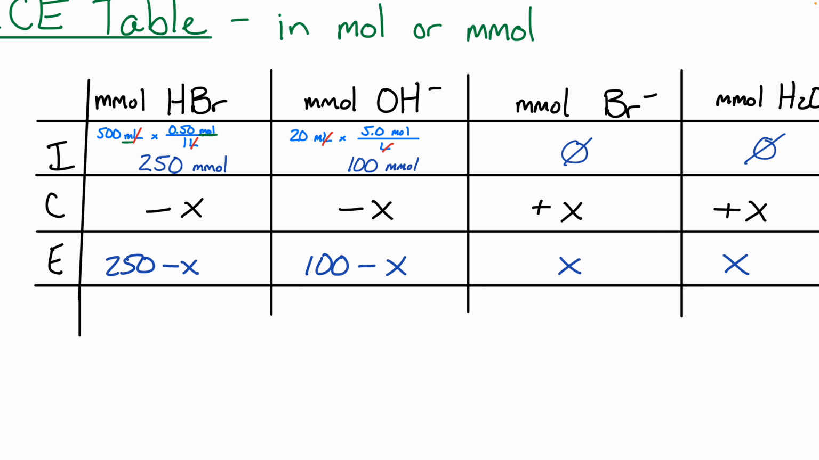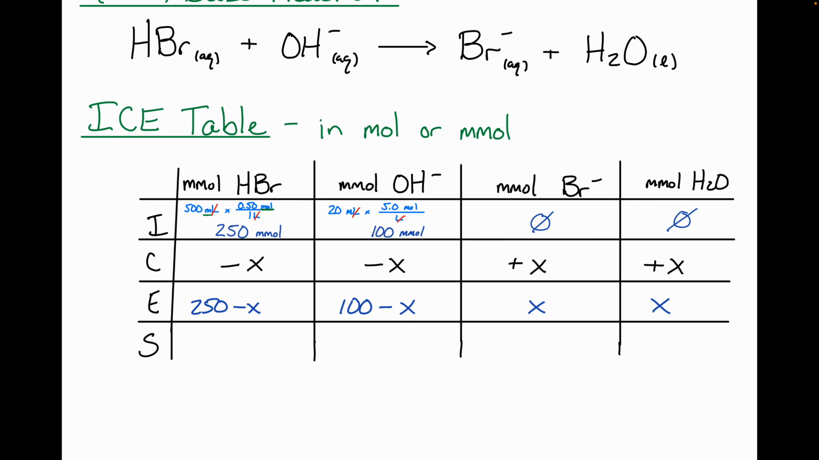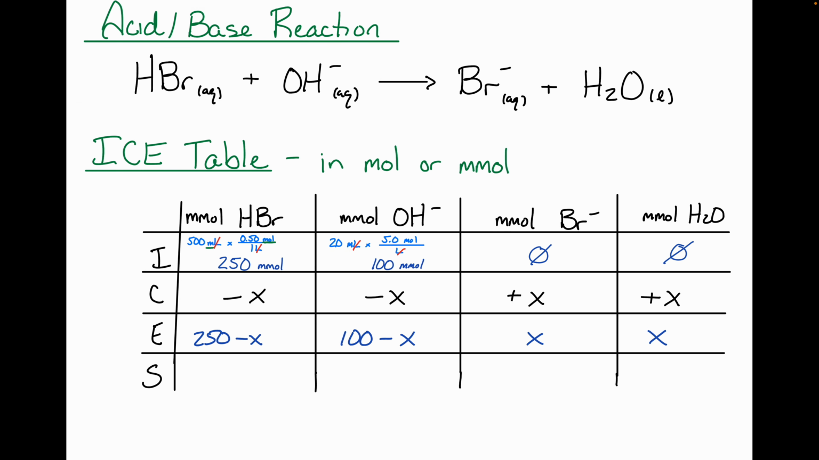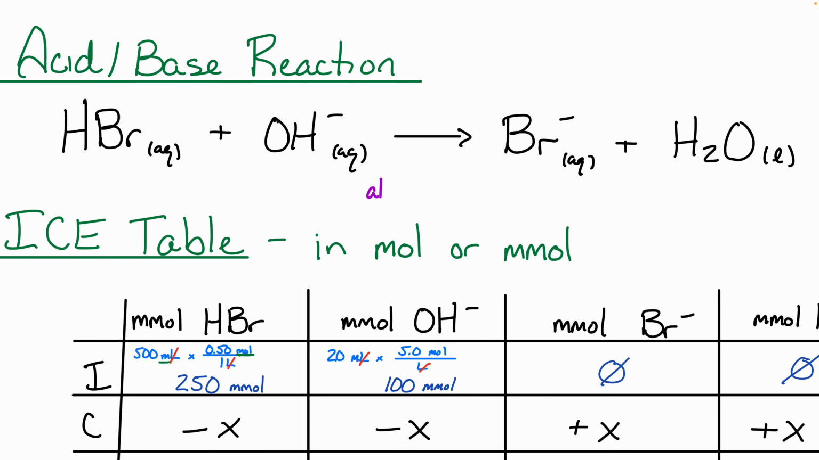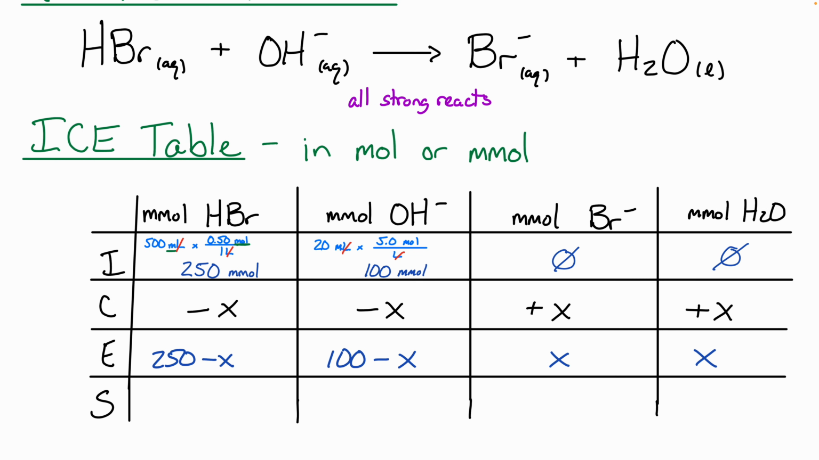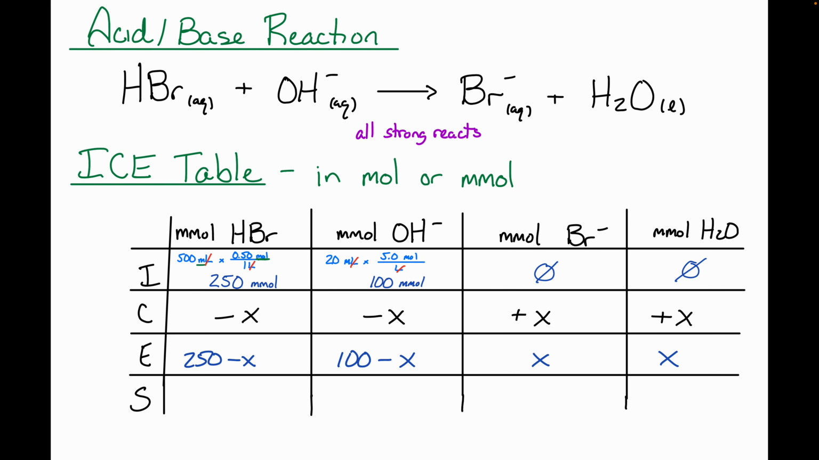All right, so then if we just want to put in a solution row here as well, how are we going to solve our ice table? Do we have a Ka for this reaction? No, this is not an acid dissociation reaction. This is a reaction where actually both things are strong. So we have our all strong reacts principle. So then I'm going to be left with no HBr or OH at the end here. Exactly, right? And that doesn't make any sense. You can't pick a value for x that's going to turn those both into 0. All right? We got to be careful.